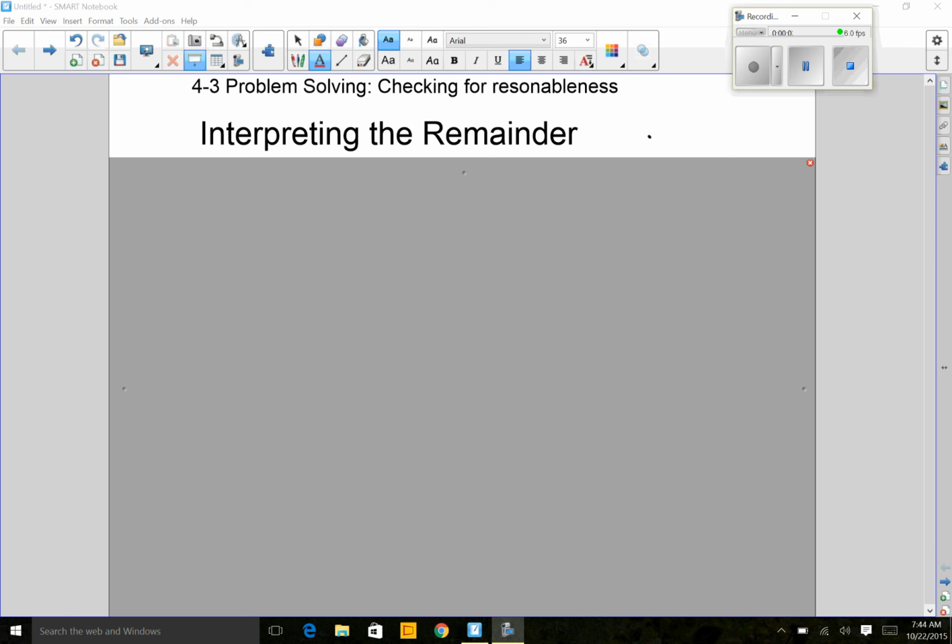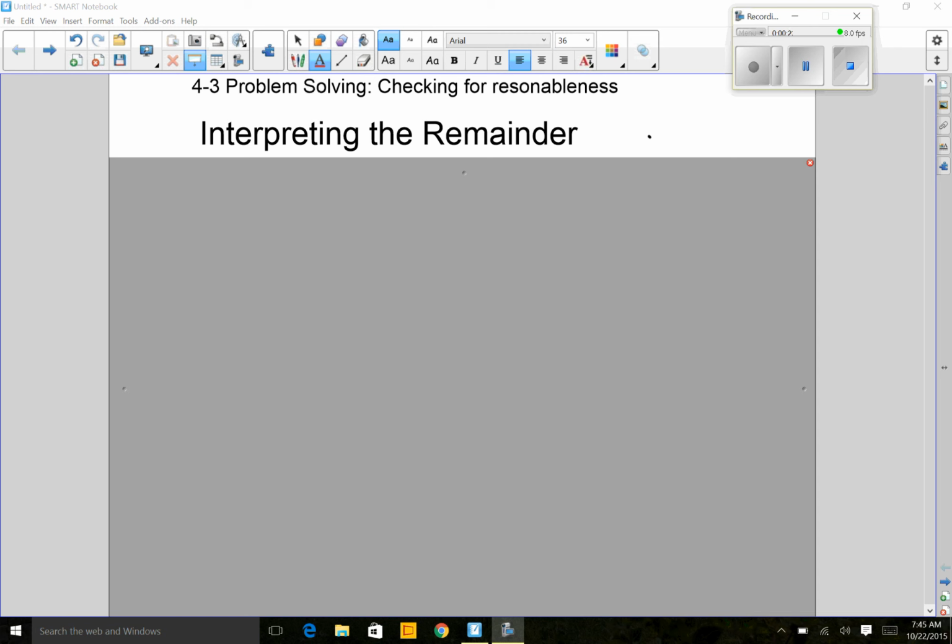This is topic 4, lesson 3, problem solving, checking for reasonableness. Now, instead of talking about checking for reasonableness, which we'll talk about tomorrow, part of this lesson is being able to interpret the remainder. So what I decided to do was, instead of talking about the problem solving technique of checking for reasonableness, we're going to talk about interpreting the remainder.